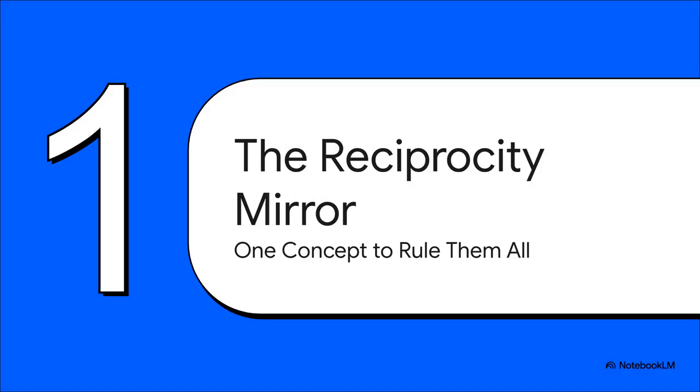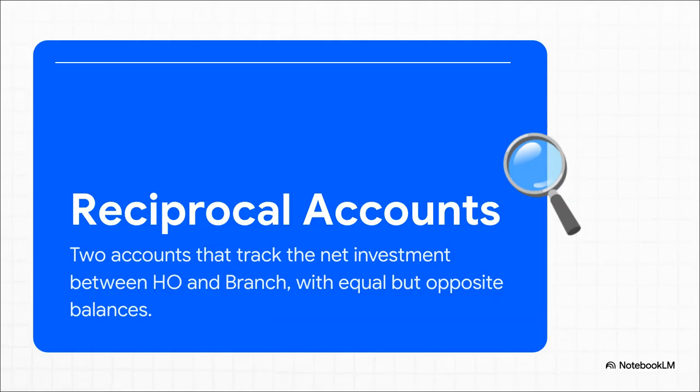Okay, let's lock this concept in. The reciprocity mirror isn't just some cute name for a trick. It is the absolute fundamental logic behind all of this. If you can master this one idea, you've pretty much mastered every journal entry they can throw at you. First, let's get the boring textbook definition out of the way. These are called reciprocal accounts.